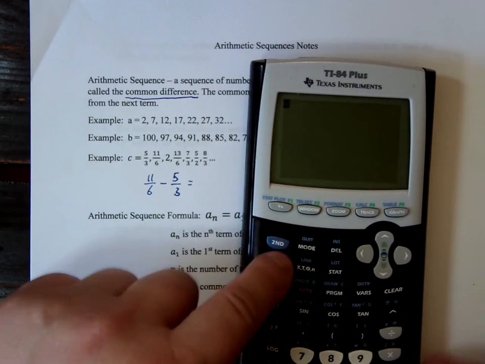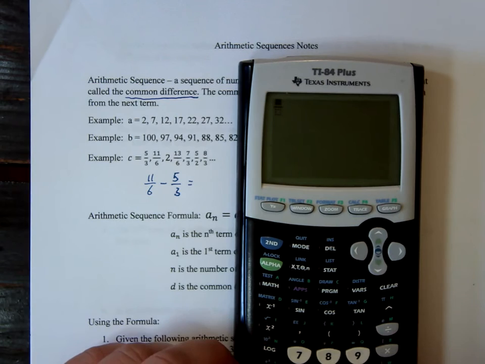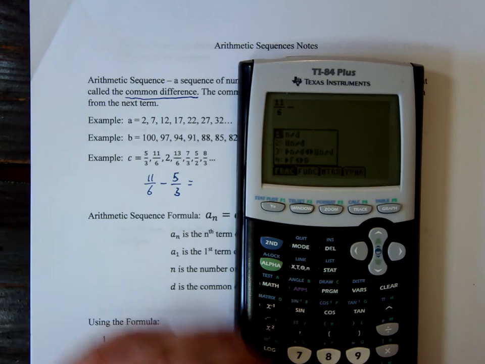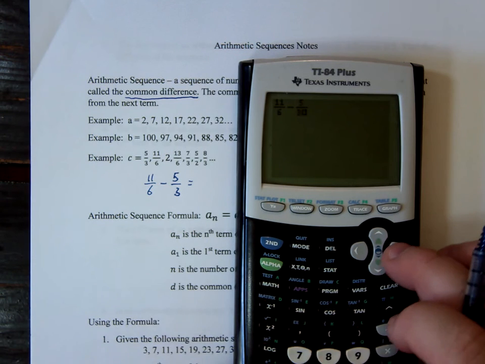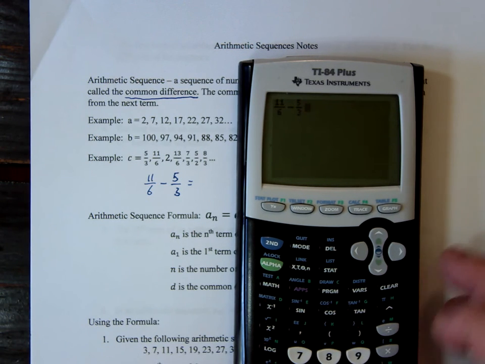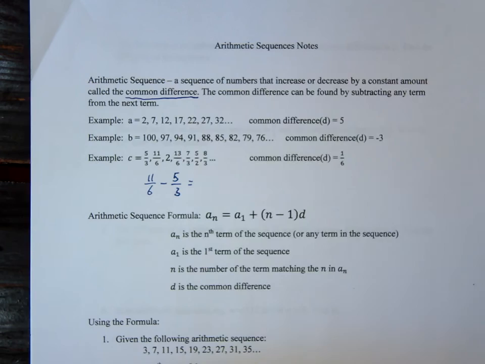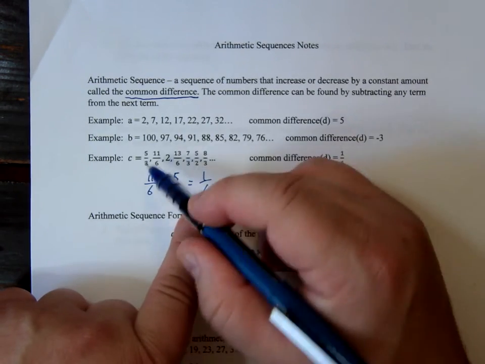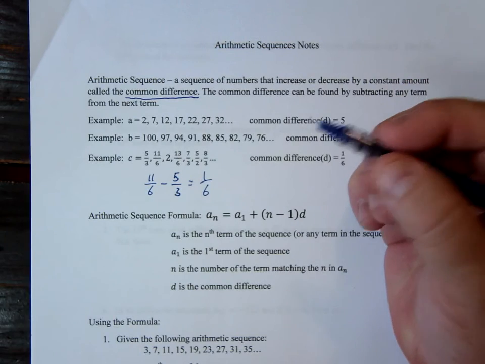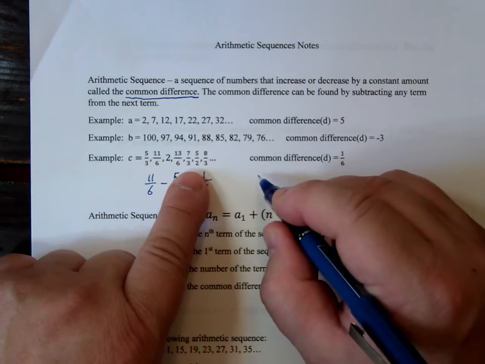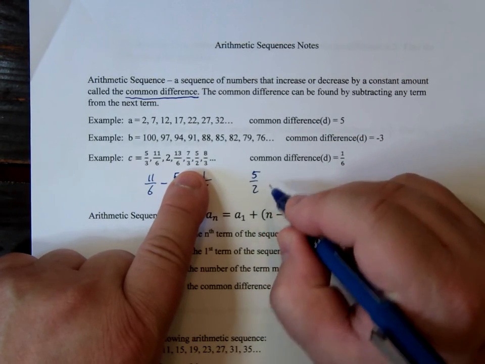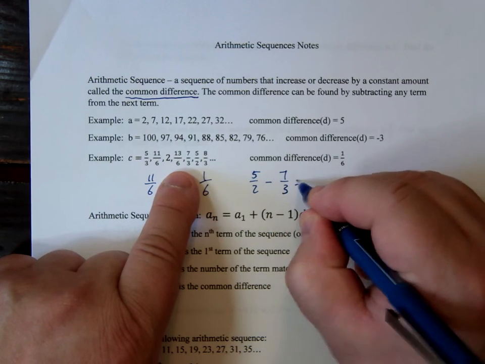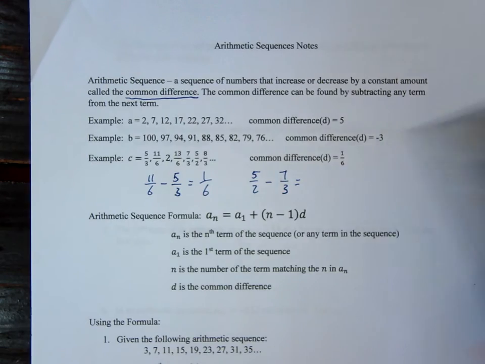11 over 6 minus 5 over 3 gives you 1 over 6. Now, if you want to make sure that it is following that pattern every time, then pick any other number. So I do the 5 over 2 and subtract the one before it. Does that pattern keep on going?